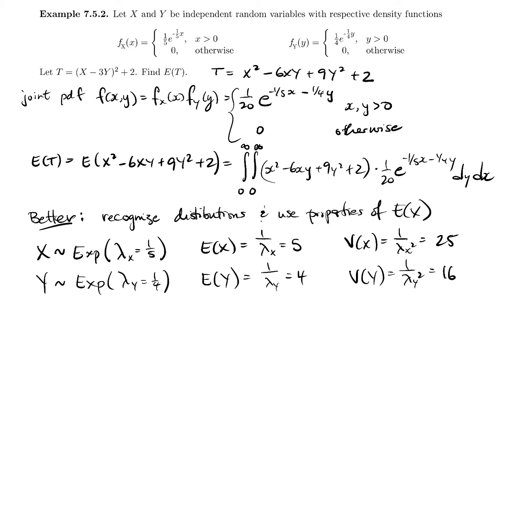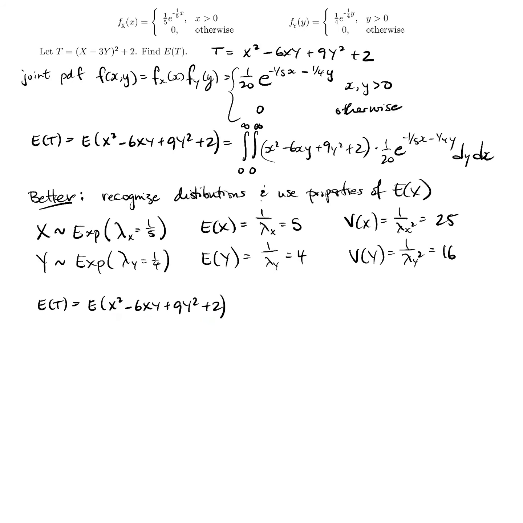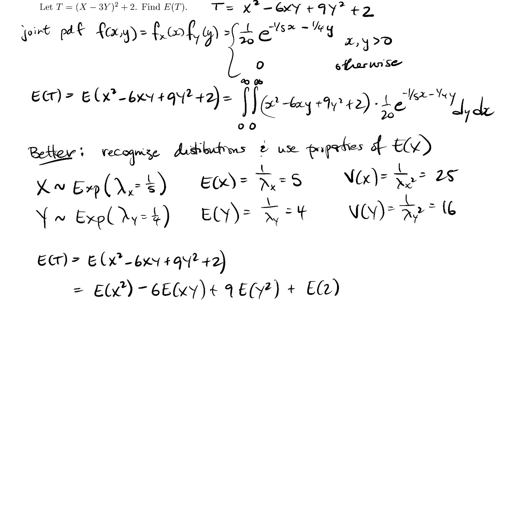So using a little bit of memory work or knowledge about the exponential distributions, and properties of the expected value, this is still true. So this expected value of T is still the expected value of X squared minus 6XY plus 9Y squared plus 2, but we can split this up. So we've just seen by linearity that we can write this as E of X squared minus 6 times E of XY plus 9 times E of Y squared plus E of 2.